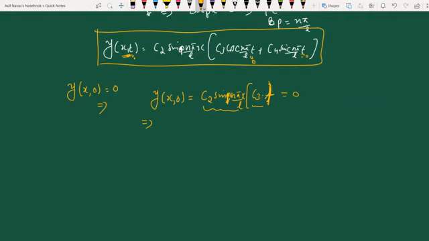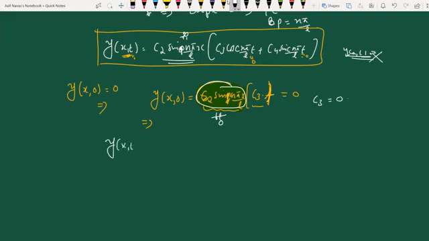Now, what happens if this quantity is equal to zero? If this quantity is equal to zero, then this completely becomes zero. So y of x t becomes zero, because if this quantity is equal to zero, then this must be equal to zero and y of x t will be zero. So that we don't require. So this cannot be equal to zero, therefore c3 equal to zero.